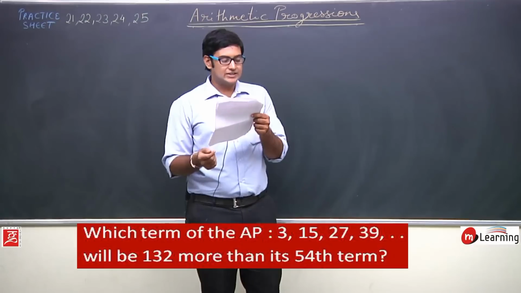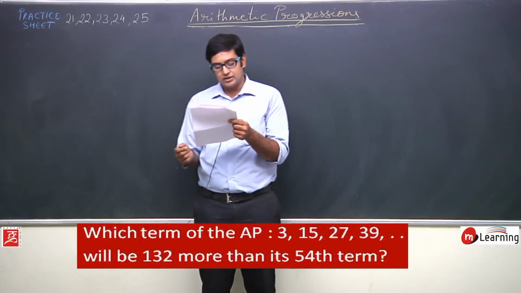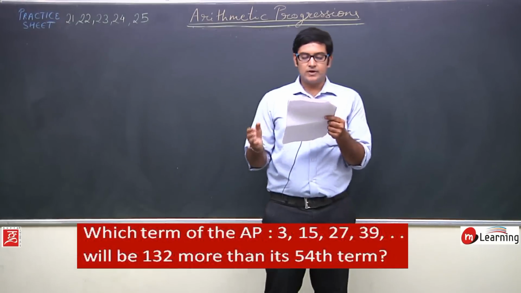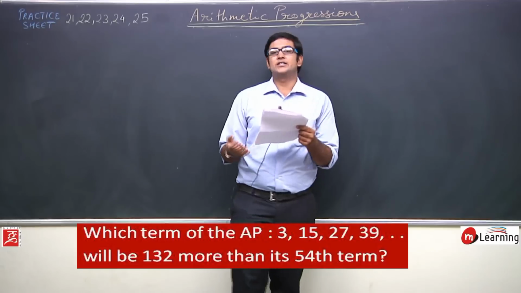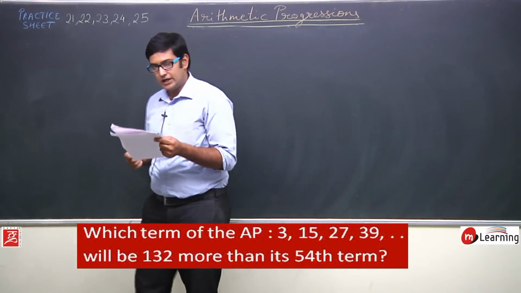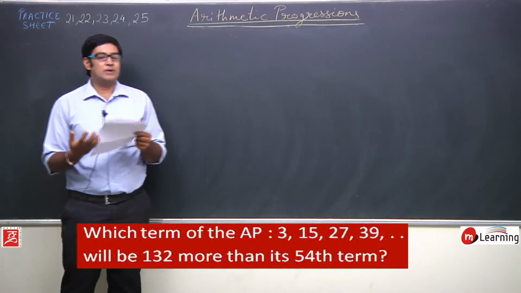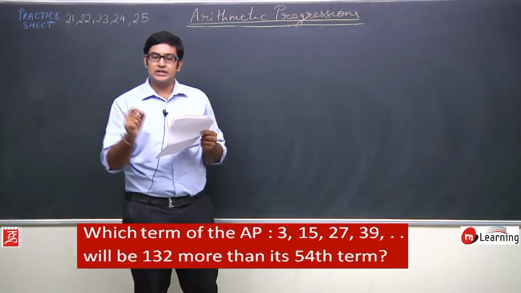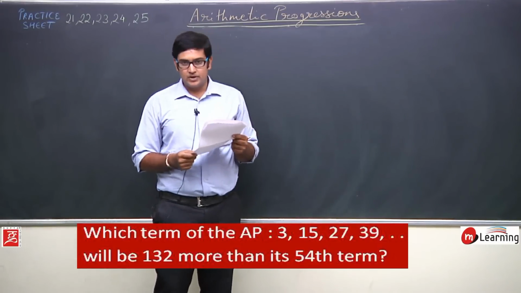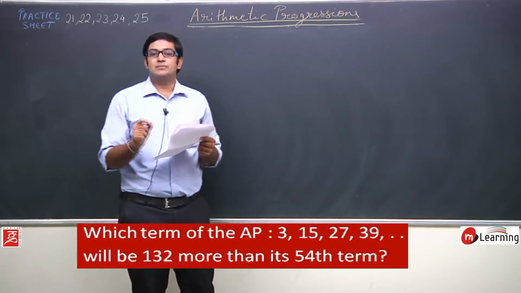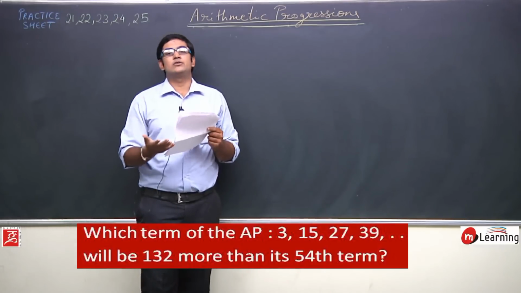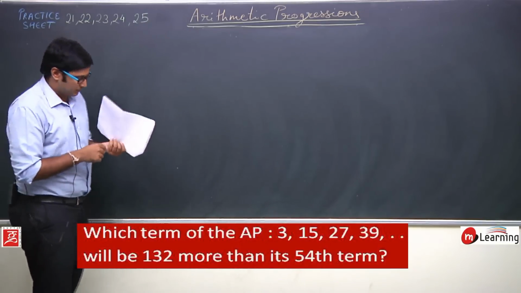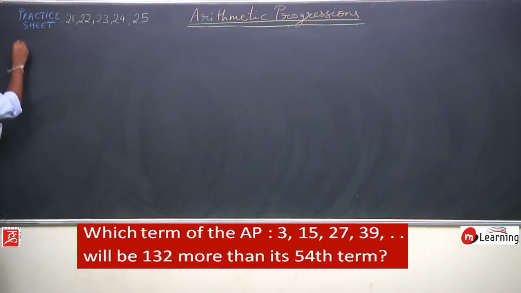Question number 21 says, which term of the AP 3, 15, 27, 39 and so on will be 132 more than its 54th term? Okay. So it says which term of an AP. Now from the question, which term of an AP, it means we need to determine the position of the term. If I say we need to determine the position of the term, it means we need to determine the value of n. Okay, we need to determine the nth term. So question number 21.